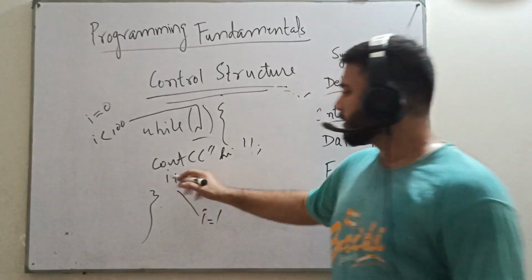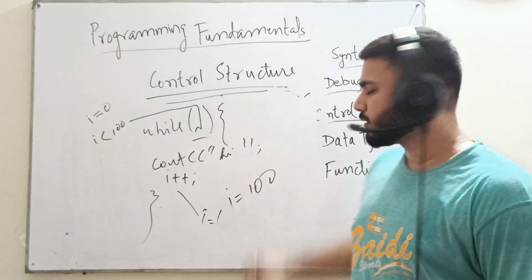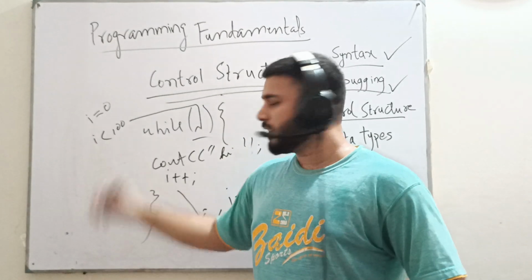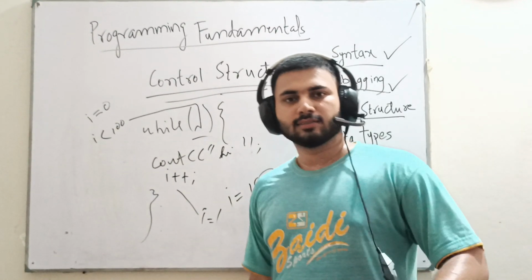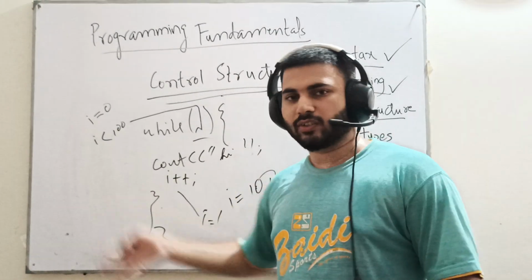Then i has become 100. Now you check, i is not less than 100, it's equal to 100. The loop will break automatically. And further, whatever your code is, it's going to execute.